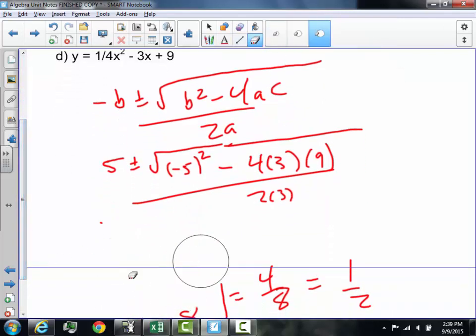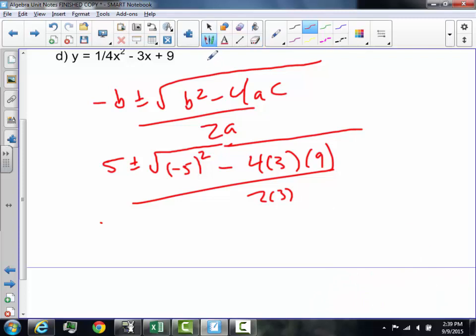More room here. So far, so good with just plugging numbers in. This is probably one of the things that confuses my math students the most when I start off with them. What's going to happen in this example here?